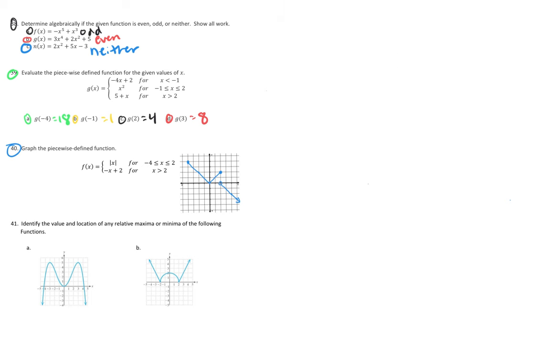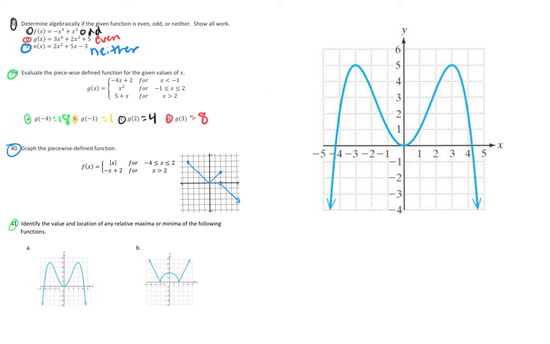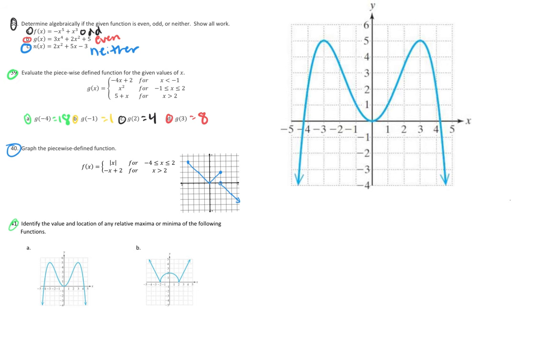Okay, identify the value and location of any relative maxima or minima of the following functions. It's a little small, so that way we can at least see what we're working with here. Awesome. All right, so relative maximum are at kind of hilltops of the function. So there and there. So looks like both those maximum values are 5. And one's located at -3, the other one's located at 3.